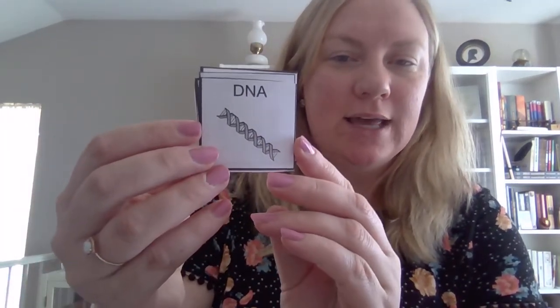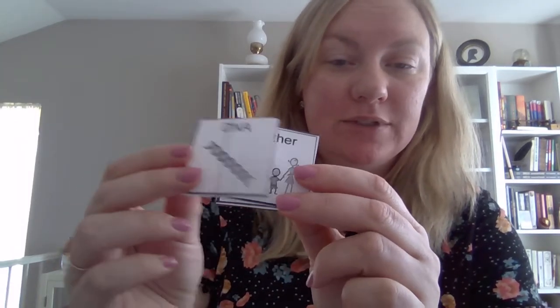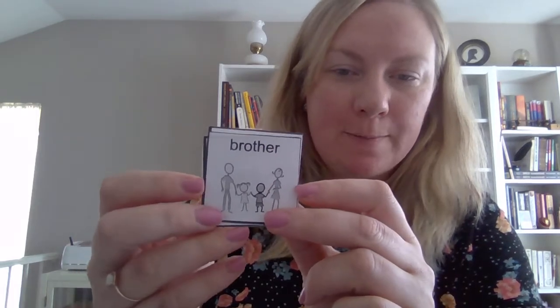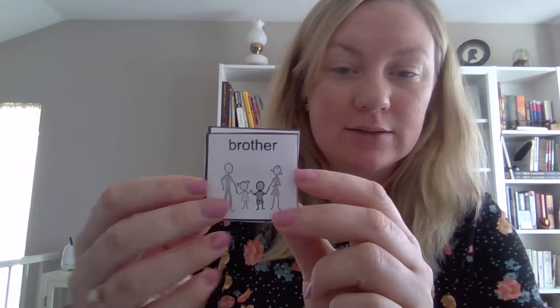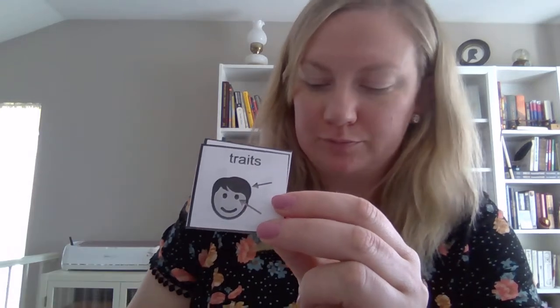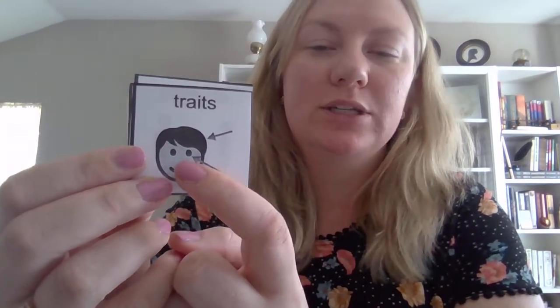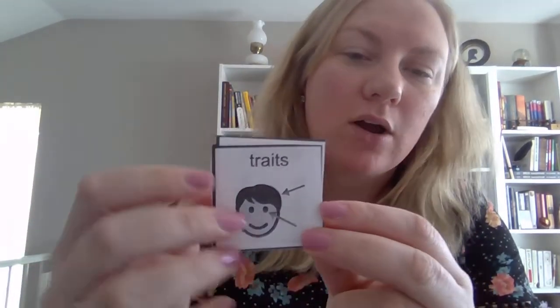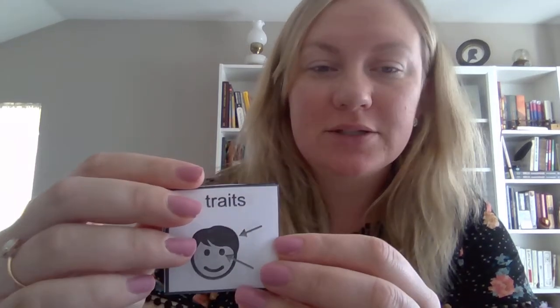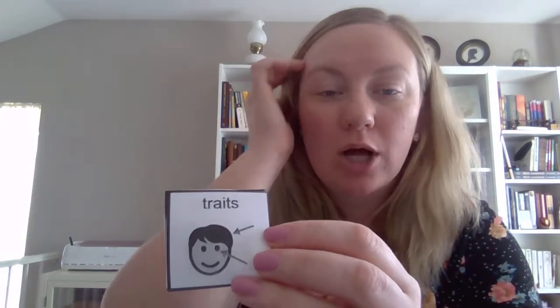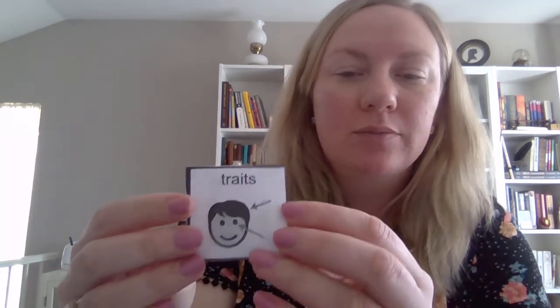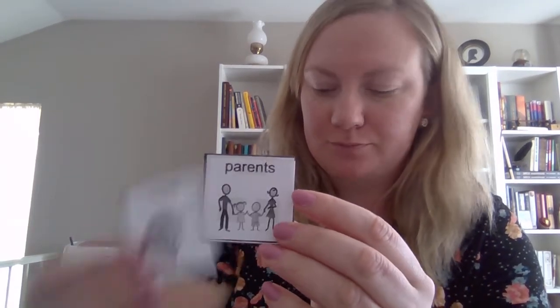So let's see the core vocabulary we're going to use. We're going to talk about DNA, which is what our bodies are made of. Brother, that's somebody that's related to us. That's a sibling. Traits. We can see the arrow is pointing to eyes or hair. Traits are what we look like. We have physical traits. So my hair is blonde, my eyes are blue. Those are some of my physical traits.